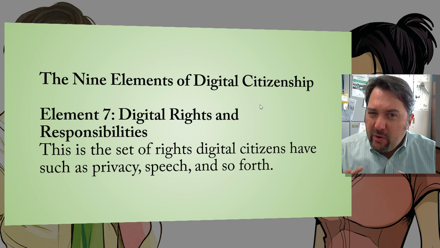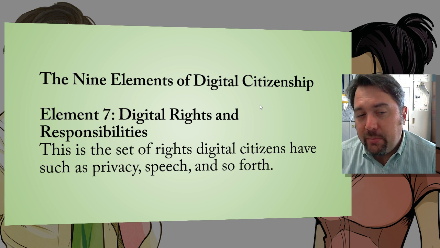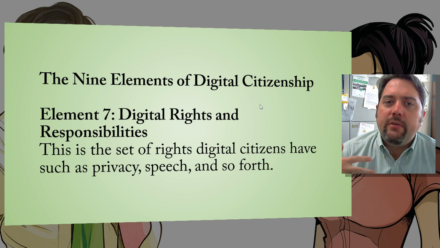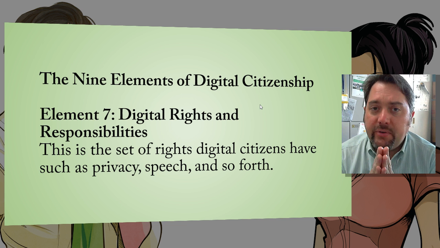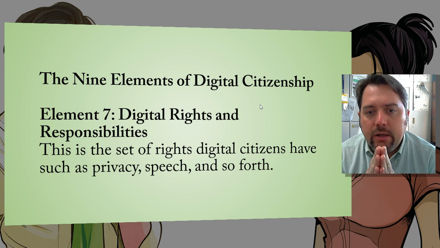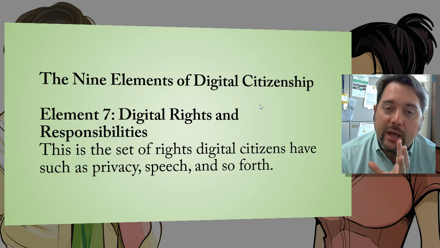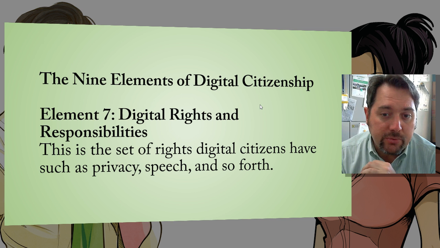That goes along very closely with the digital rights and responsibilities element, which is the seventh one. And this is, what kind of rights do we have? We're talking about privacy. It's very closely related to that. What rights do you have to privacy on the internet? And what rights do you have to access other people's information?